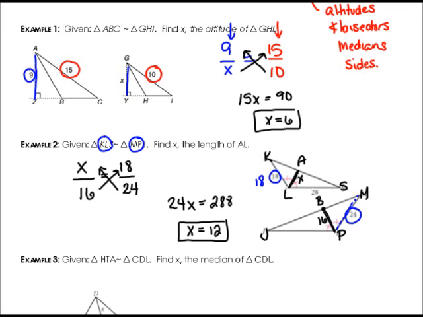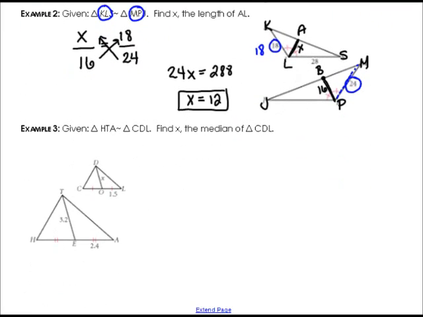Now example number 3 is going to be about a median. Looking at the triangles below, given that triangle HTA is similar to triangle CDL, let's find x, which is the median of triangle CDL. In case you can't read some of these numbers, this line here is our median line, and that's an x. This number here for OL, that's 1.5. The median TE here is 3.2. And this line segment here, EA, is 2.4.